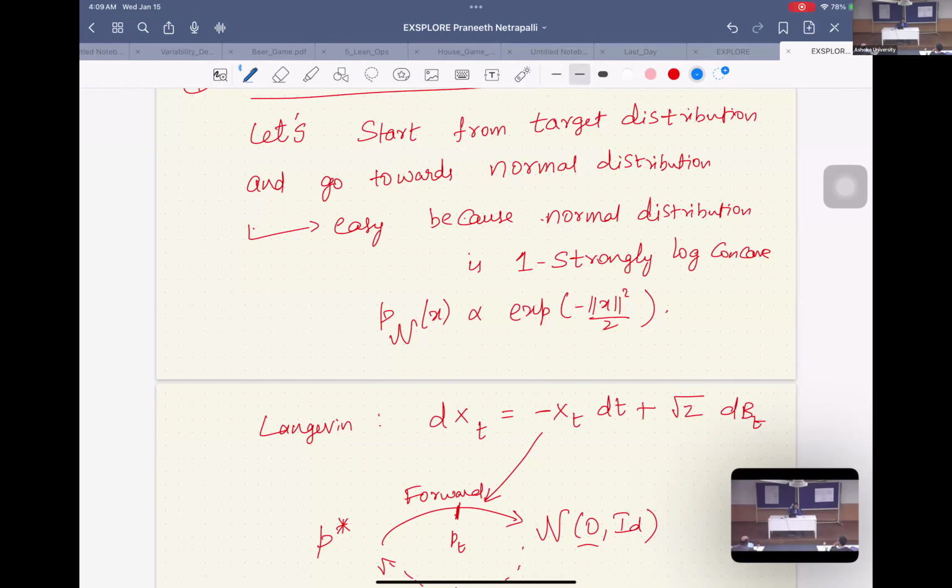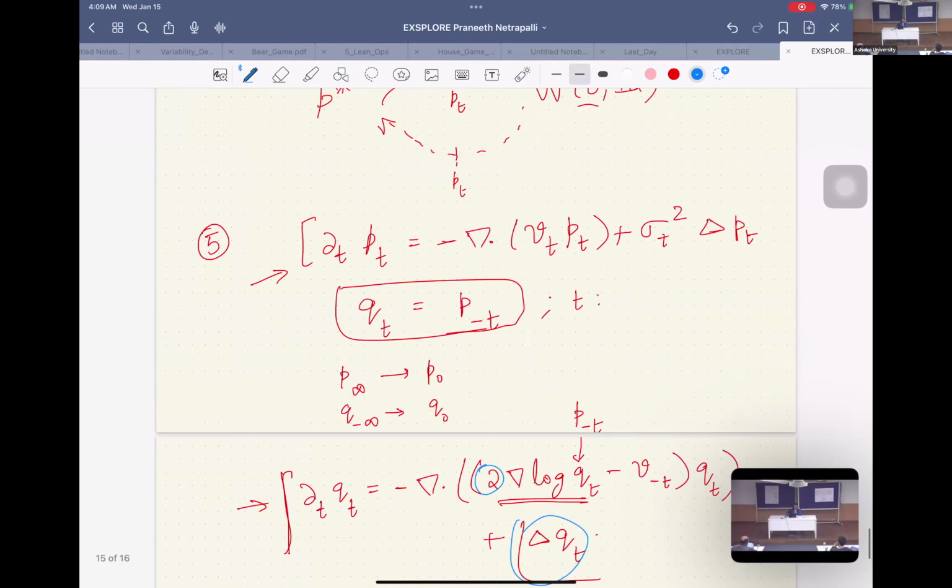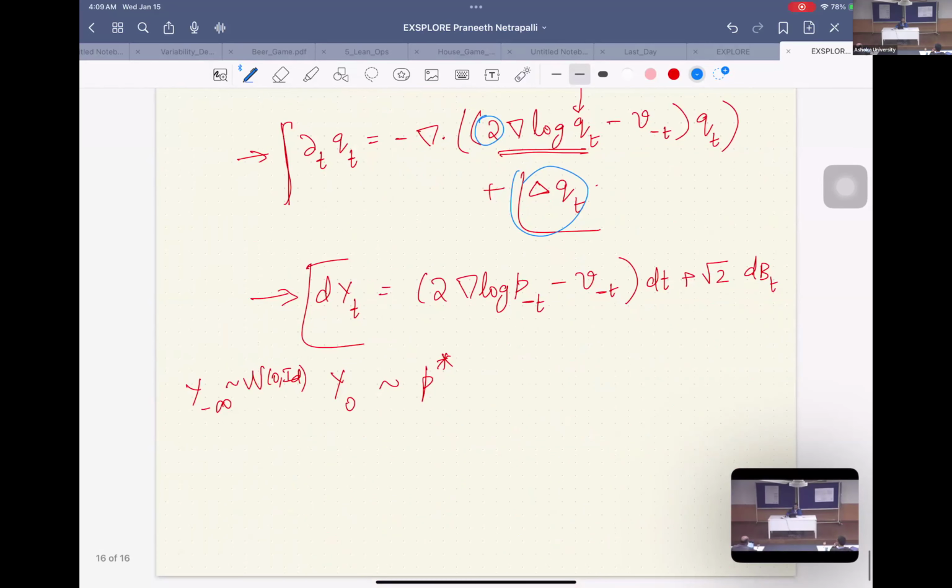Yeah, I mean, you still need to compute this grad log p minus t, and we will get to how to compute that, and that will be data driven.